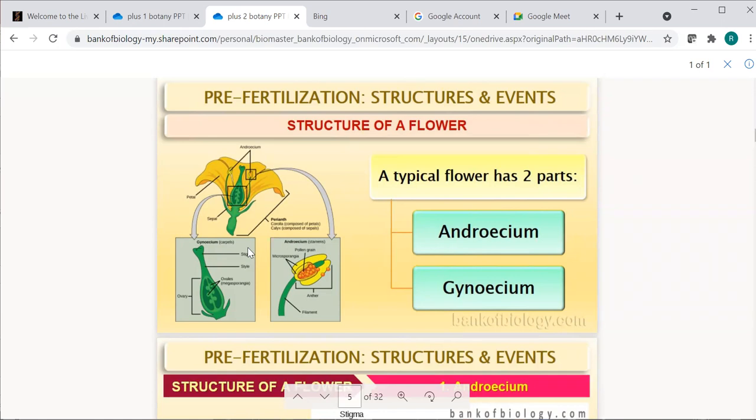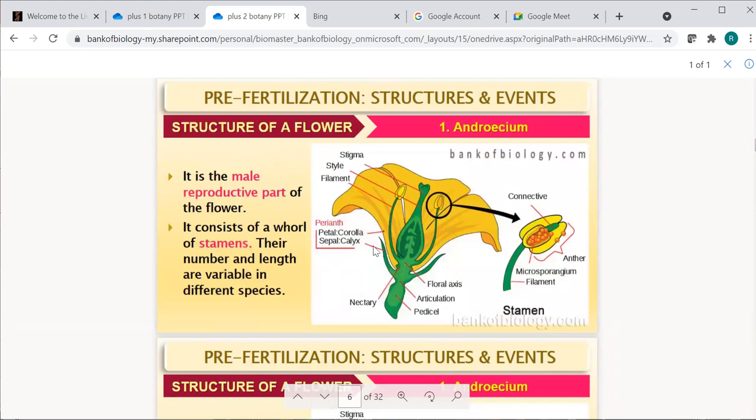Anther and filament. Androecium and Gynoecium. Androecium is the male reproductive part and Gynoecium is the female reproductive part. And which are the two non-essential parts? Calyx and corolla. Very good. The corolla is the one which attracts the pollinators. Okay. Good.